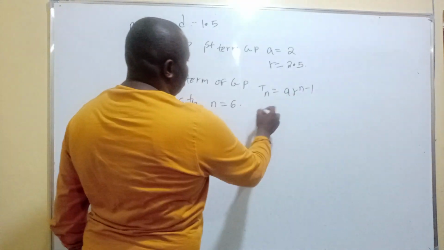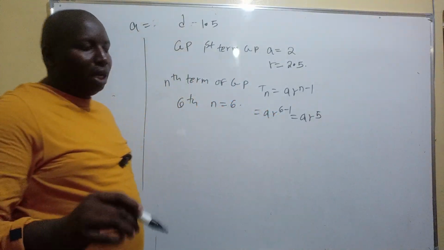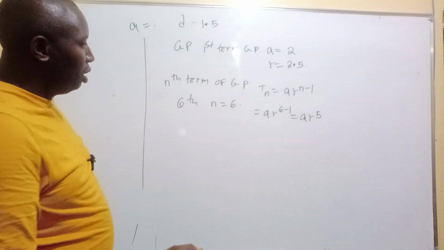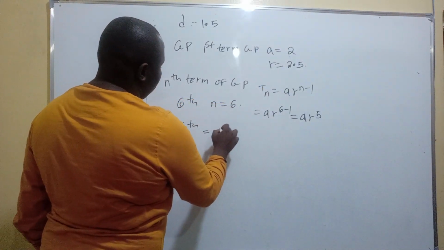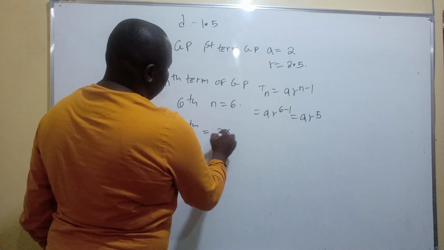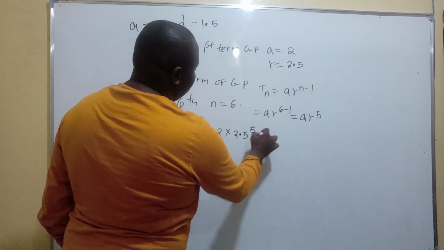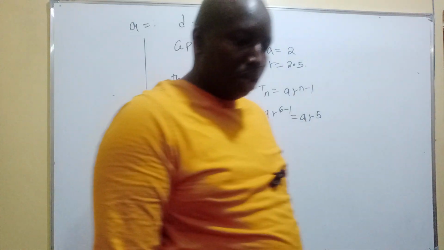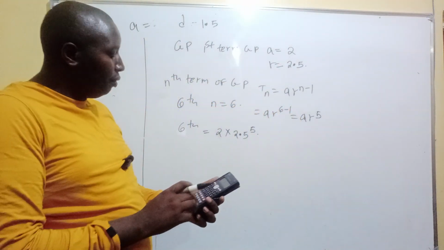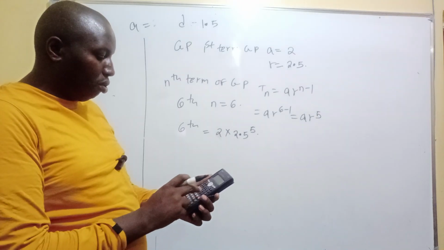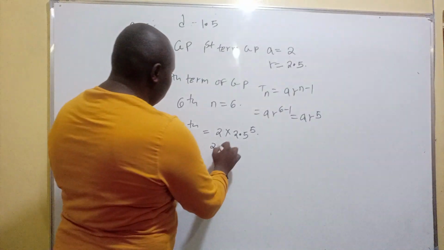So therefore, substitute here. You say A R to the power 6 minus 1. You get A R to the power 5. So what is A? A is 2. So the sixth term is 2 times 2.5 to the power of 5. You can go to the calculator now and work this out. You take 2.5 to the power 5.